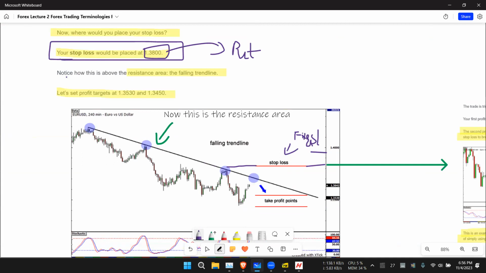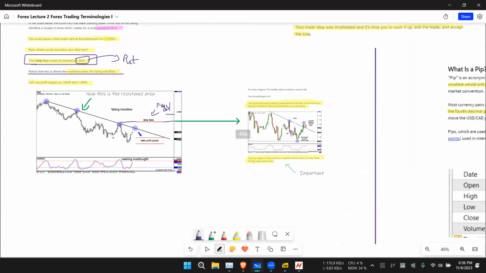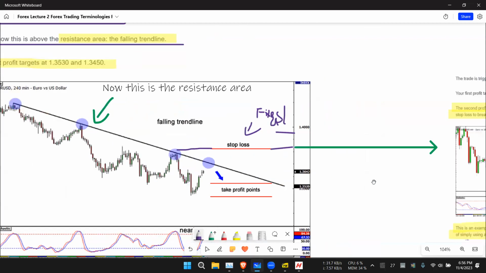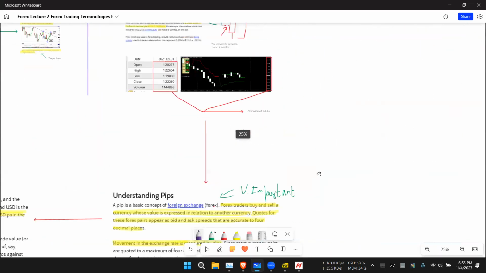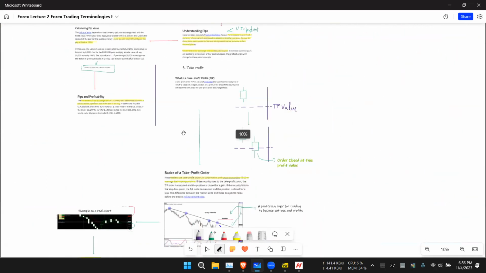We're emphasizing this part as well. Notice this is above the resistance area. So let's set target profits. I will talk about target profits as well. There are two kinds of barriers. There is a stop loss and there is a take profit point as well. There are two barriers. After that we will be talking about the take profit as well. It's going to be coming up in the next parts.